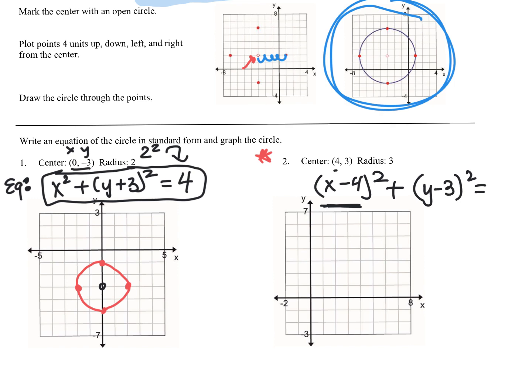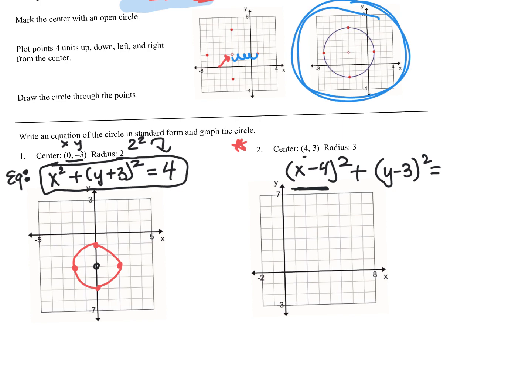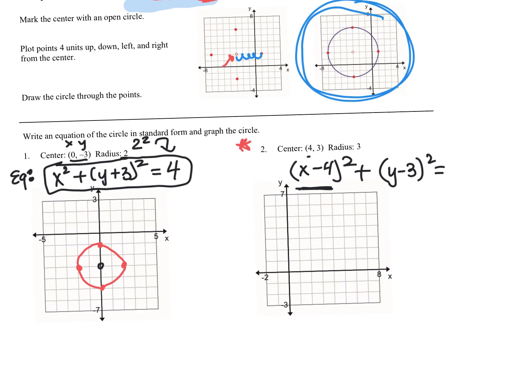Good. So it's a +3 in the equation, it's going to be negative. The sign changes by definition. The radius is 3, so what does that mean my number is going to be here? Good, I always square it. Perfect. Okay, so that's my general equation in standard form of the circle.